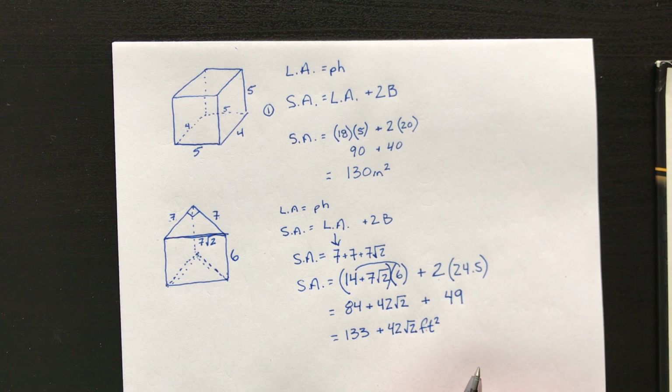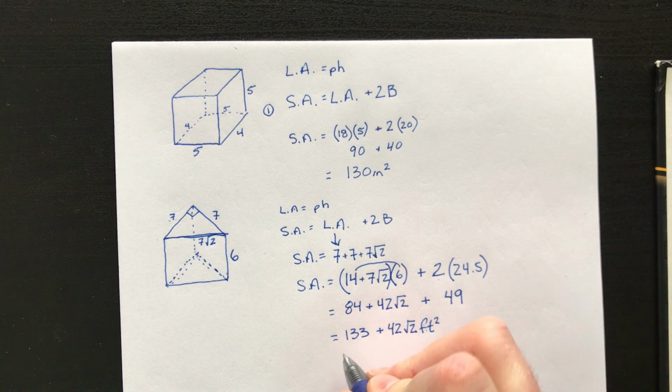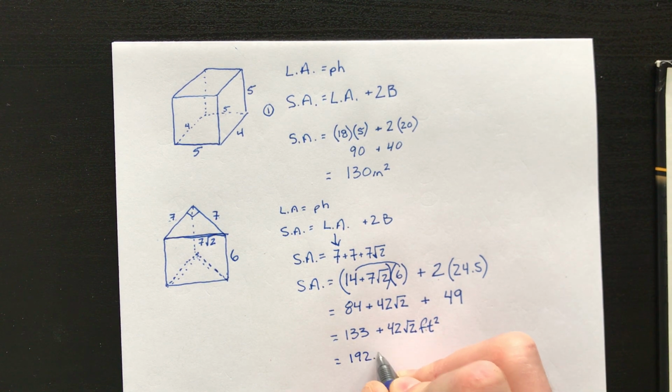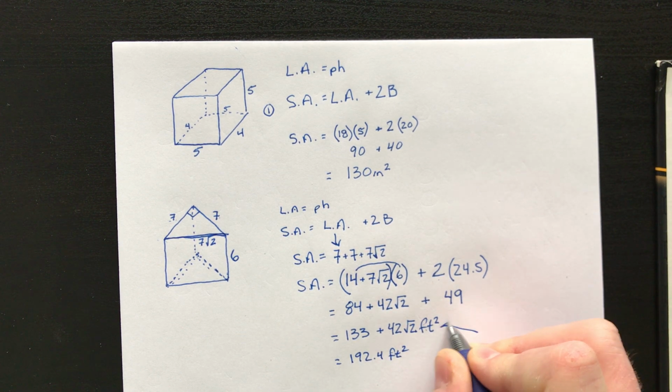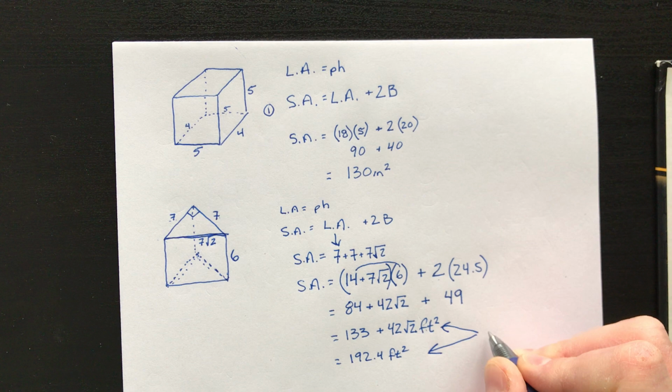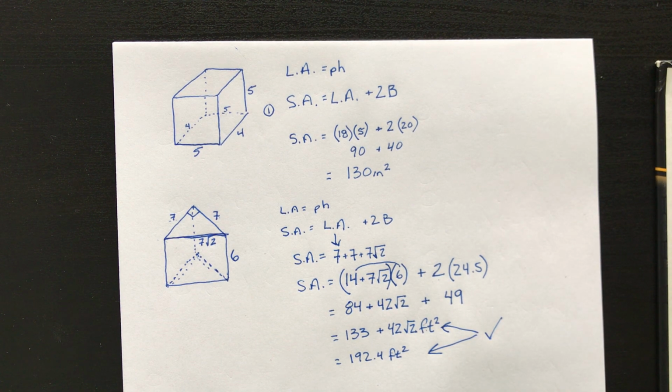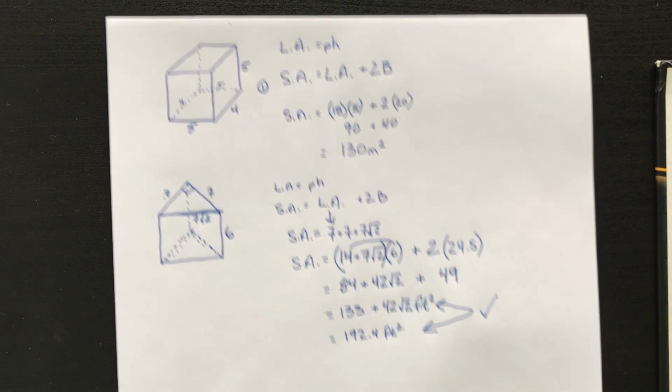They did not specify what they wanted in the directions, so if you did a decimal, you can do that too. So you would just multiply 42 times the square root of 2, all right? 42 times root 2, and then add that to 133. I got 192.4. So either one of these are good answers, okay?